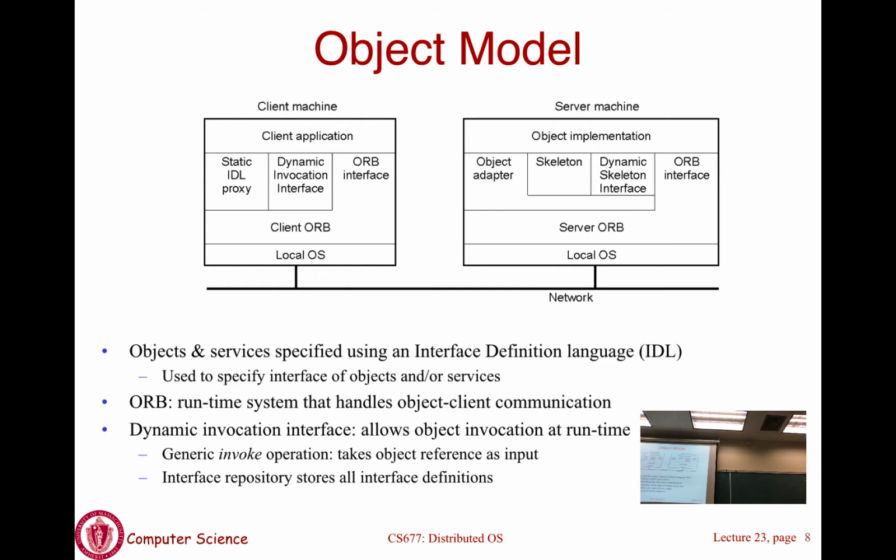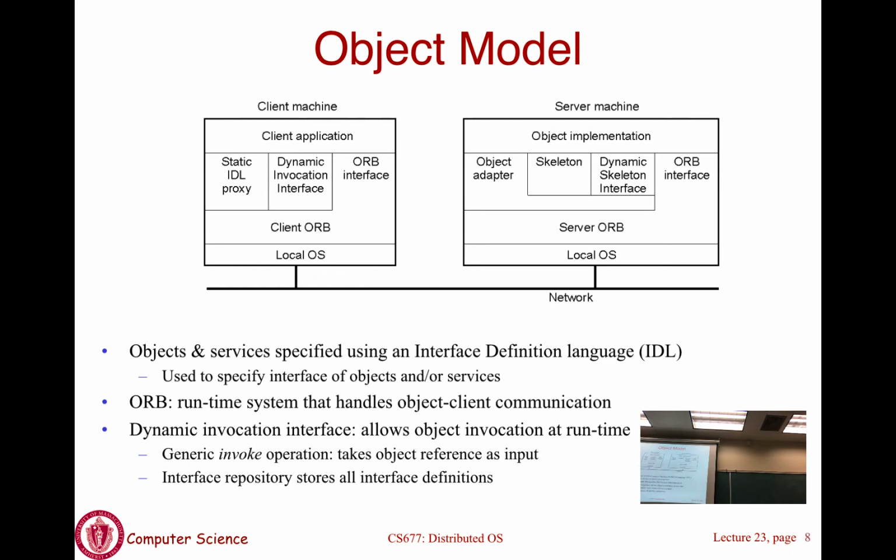And then underneath, you still have an RPC or an RMI like framework for your objects to communicate with one another. Okay, so it is still at the end of the day an RMI like system, but lots of services are built into the middleware for you. Okay. Any questions on this?